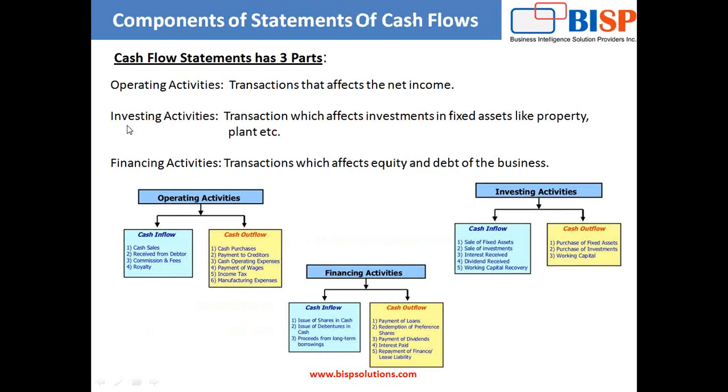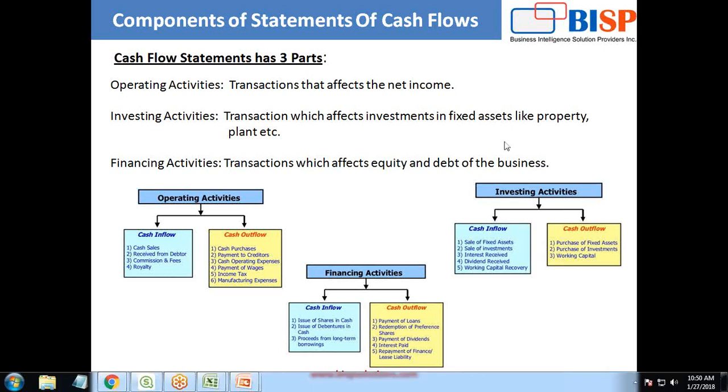Operating activities are basically transactions that affect the net income. Investing activities are transactions which affect investments in fixed assets like property, plant, etc. Financing activities are transactions which affect the equity and debt of the business.